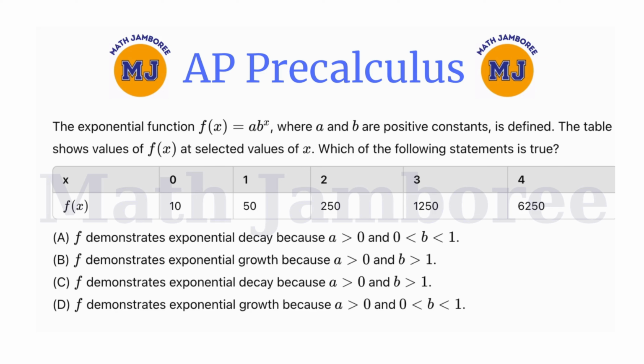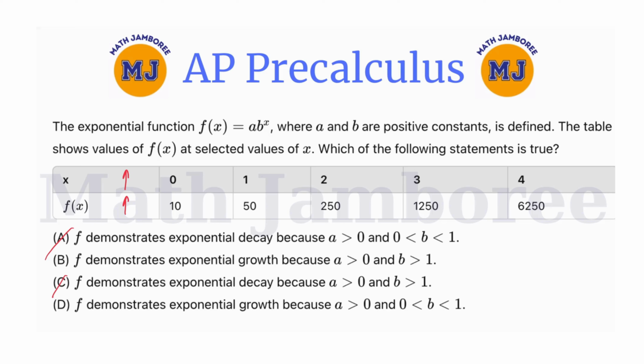x equals 0, 1, 2, 3, 4. So x values are increasing. f of x is 10, 50, 250, 1250, and 6250. So f of x values are also increasing. So this must be a growth function. So we can go ahead and eliminate choices A and C.